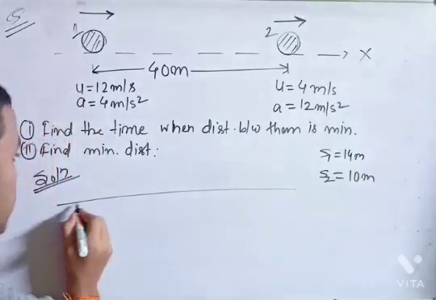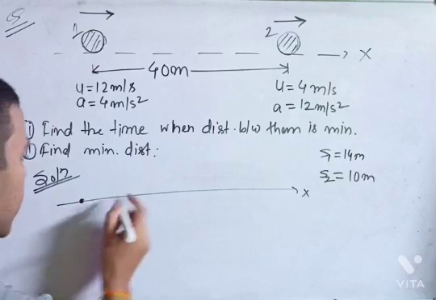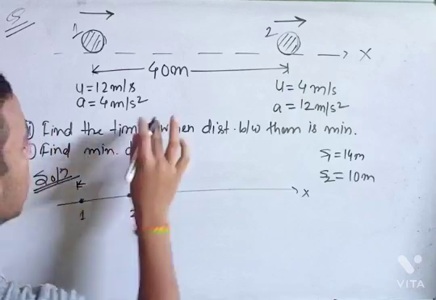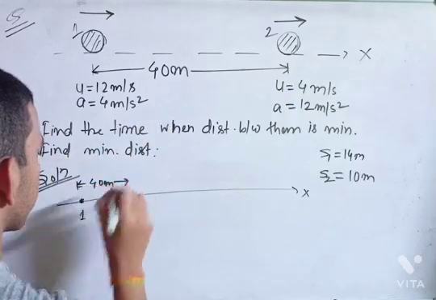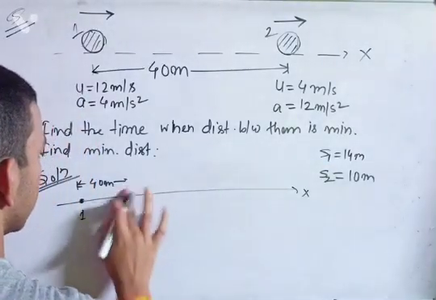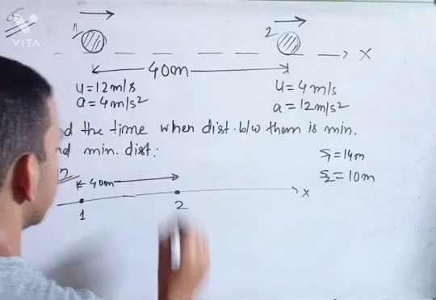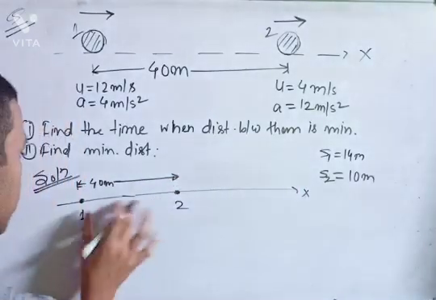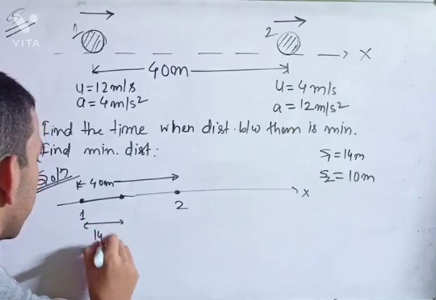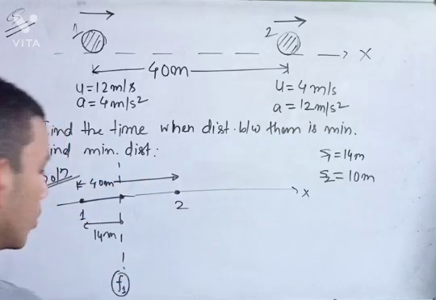Suppose this is the x-axis, positive direction of x-axis. Initially the particle 1 is here and the particle 2 is suppose here. This is 1 and this is 2. Initially both of them are separated by 40 meter. Then the particle 1 moves 14 meter. Let's draw the particle 2 here so that the diagram is a little bit bigger. So the particle 1 moves 14 meters. So this is 40 meters, and particle 1 moves up to here. So this is 14 meter. This is the final position of particle 1.